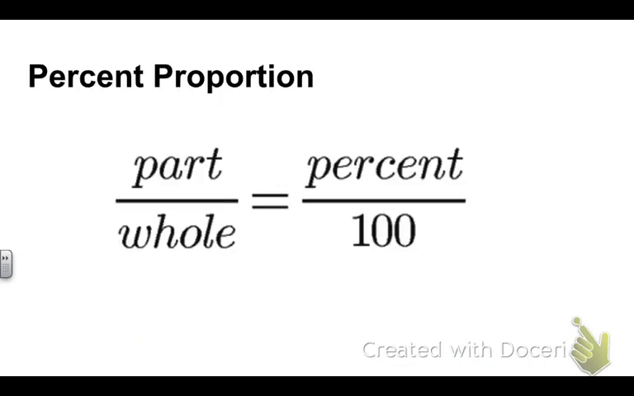So the percent proportion is part over whole is equal to percent over 100. All right, and that should make some sense because if these two fractions are equal, percent is always a part out of, sorry, I just banged my knee. Percent is out of 100, which is your whole.